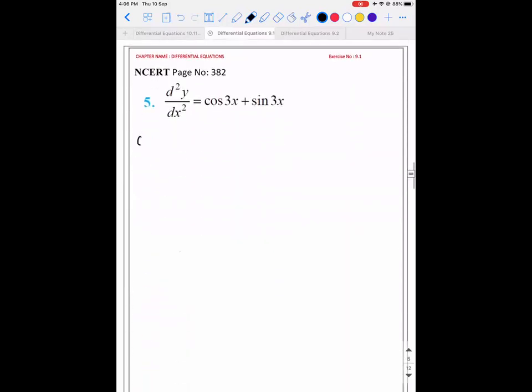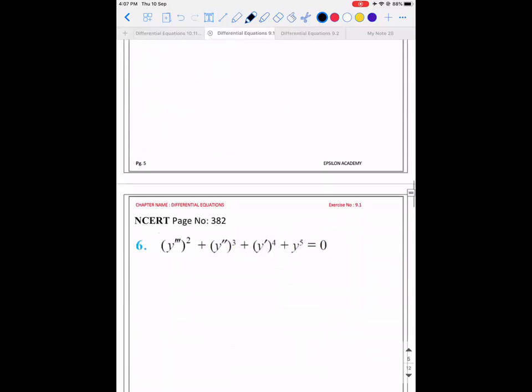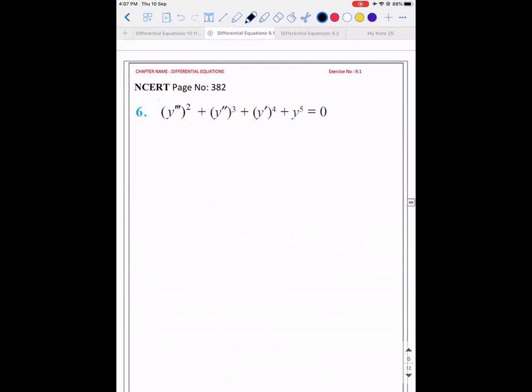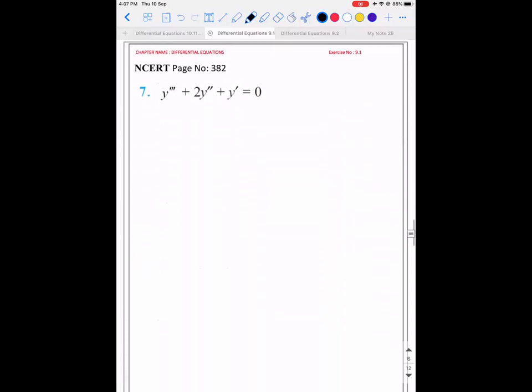Next: order 2, degree 1, because the highest order derivative is raised to the power 1. This one: order 3, degree 2, that's right. Then y triple dash plus 2y double dash plus y dash: order 3, degree 1. That's right.